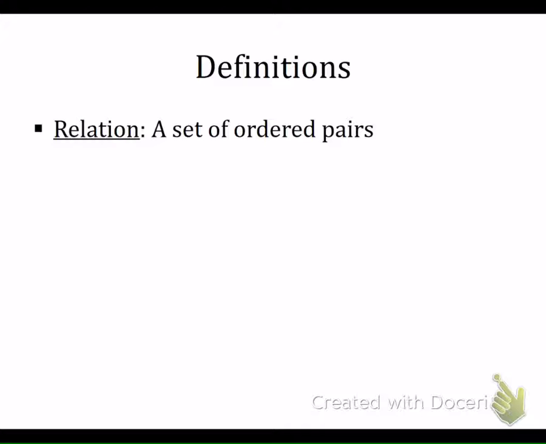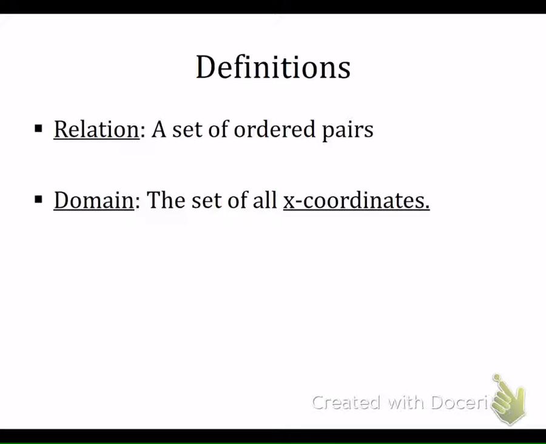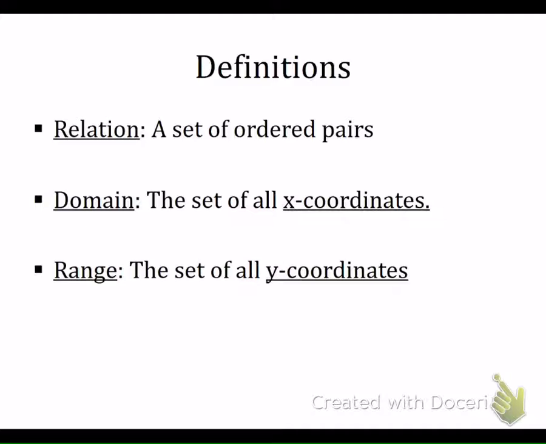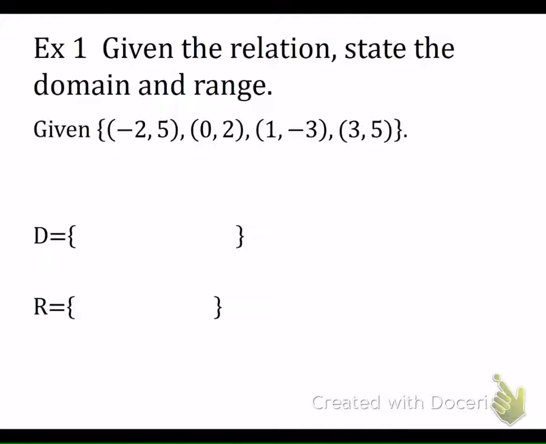So the first vocabulary term is relation. A relation is a set of ordered pairs. We call the domain the set of all the x coordinates and the range the set of all the y coordinates. All right, so here's example 1. It says, given the relation, state the domain and the range.